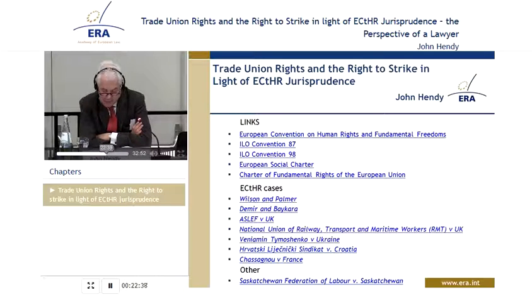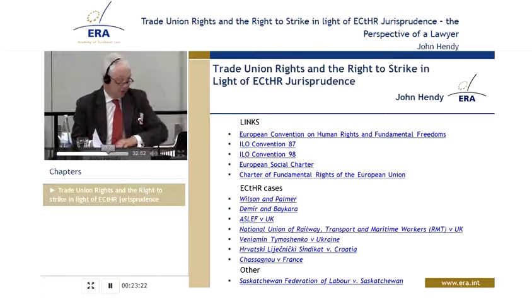Well, enough about my cases. There have been two other cases on the right to strike in the European Court, which we can deal with very quickly. One is called Veniamin Tymoshenko and Ukraine last year, quickly followed by Hrvatsky Syndicate and Croatia, both of which upheld the right to strike and took it for granted that the right to strike was protected by Article 11, the only question being whether a restriction on the right to strike could be justified under Article 11(2), which requires proof of necessity in a democratic society.